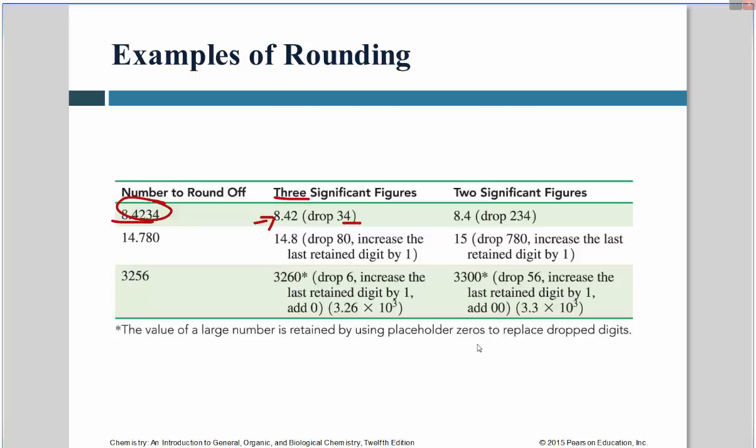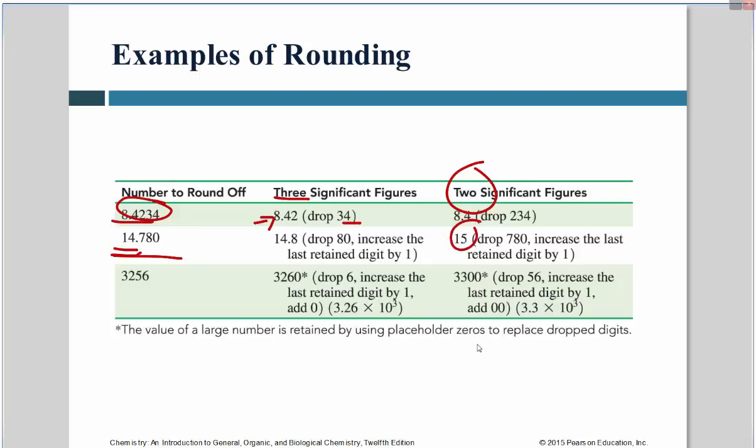Let's look at the next number, 14.780. Let's use 2 significant figures. Let's try to convert that. Because we're looking for 2, we take the first 2, which is the 1 and the 4, but then that 7 rounds that 4 up to a 5, so that makes it 15.